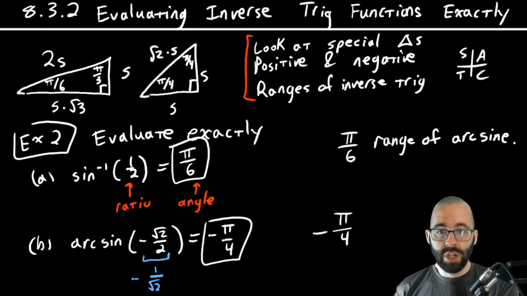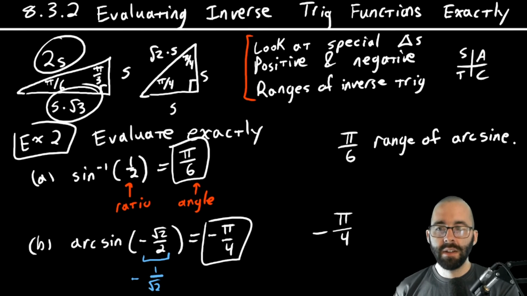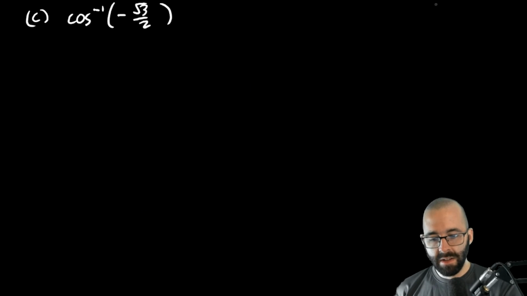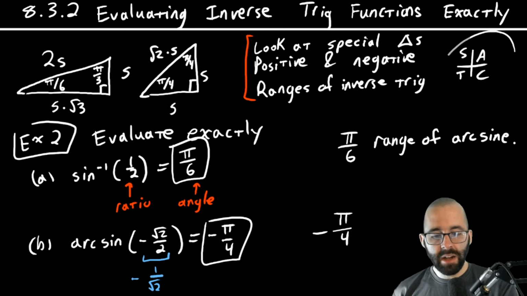We have to go to our triangles. Cosine is adjacent over hypotenuse. How do we get this ratio? Root 3 over 2. Well, that's this over this, pi over 6. So think pi over 6 here. But the problem is, pi over 6 would give us a positive ratio. We want a negative ratio. How do we get a negative ratio?